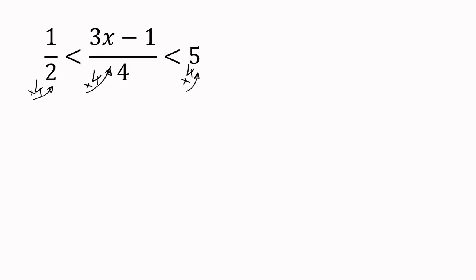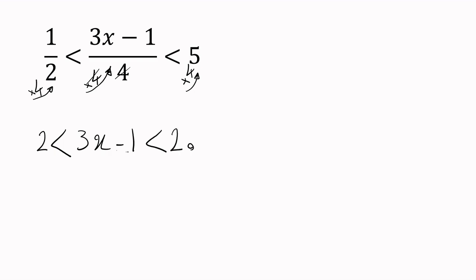If I do that, I should not change the direction of inequality. Why? Because I'm not multiplying by a negative number. Whenever I multiply or divide by a negative number, yes, I must change the direction. 4 times 1/2 would be 2. In the middle part, these two are going to cancel each other out. I'm going to have 3x minus 1. And here, 4 times 5 would be 20.